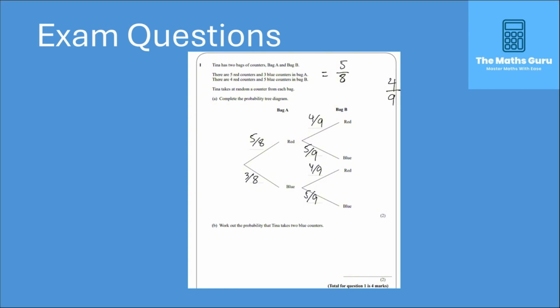And we're told to work out the probability that Tina takes 2 blue counters. This is going to be 3/8 times 5/9, because we're going from blue to blue, timesing along the branches. So this is going to be 15 over 72, which is, does it simplify? Yeah, it simplifies to 5 over 24.